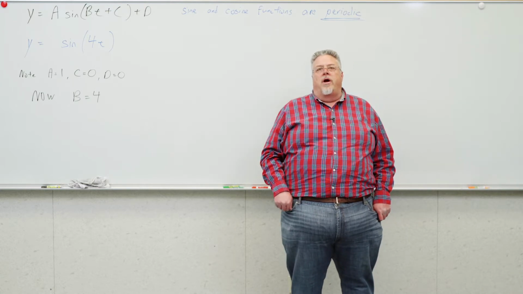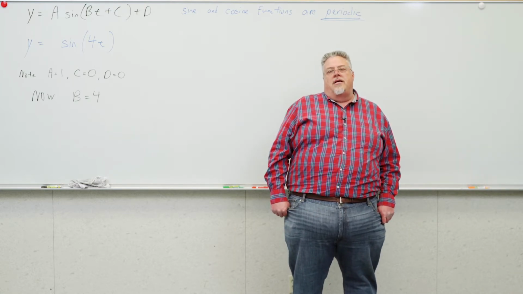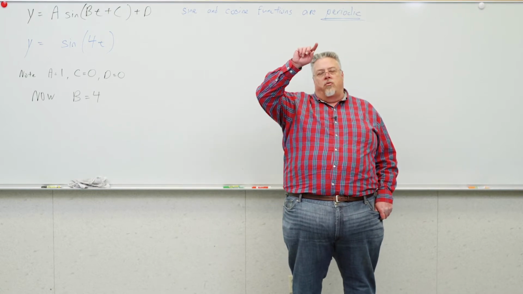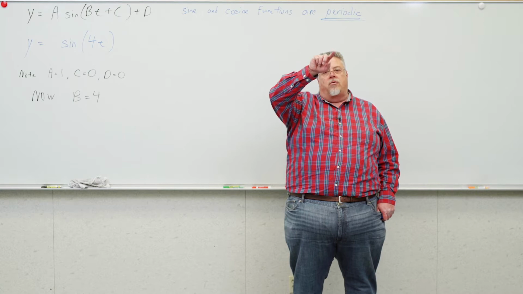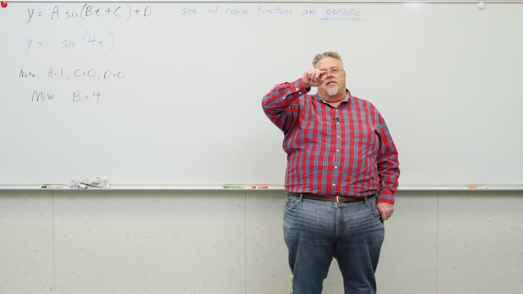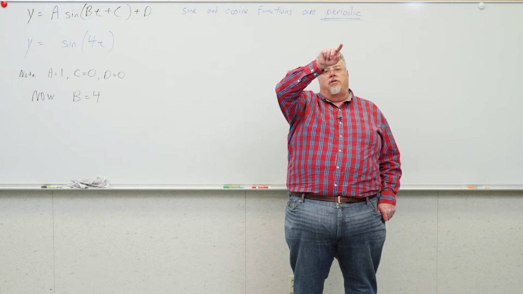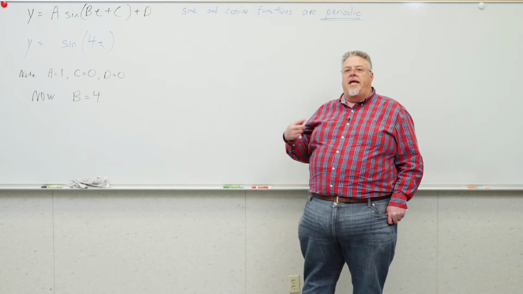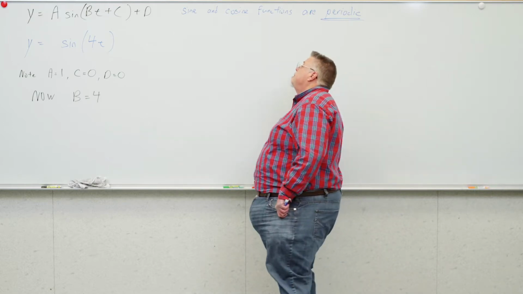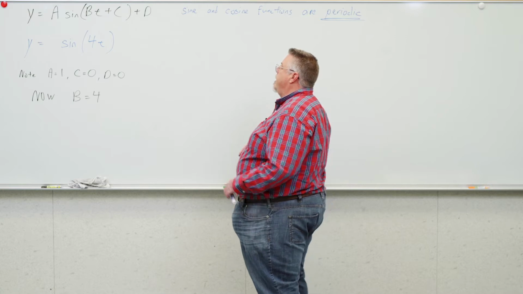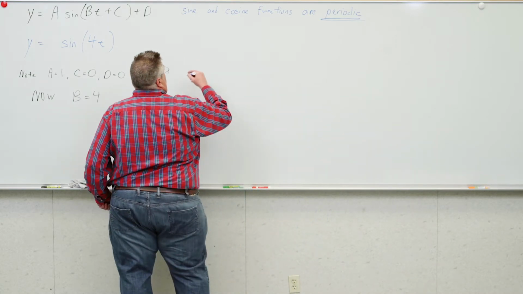Okay? If you look at where the big hand is on the clock, it goes from 12, it goes 1, 2, 3, 4, 5, 6, 7, 8, 9, 10, 11, 12. I went the wrong way. Then back to 1, 2, 3, 4, 5, 6, 7, 8, 9, 10, 11, 12 again. It keeps repeating itself. Okay. So sine and cosine functions are periodic.